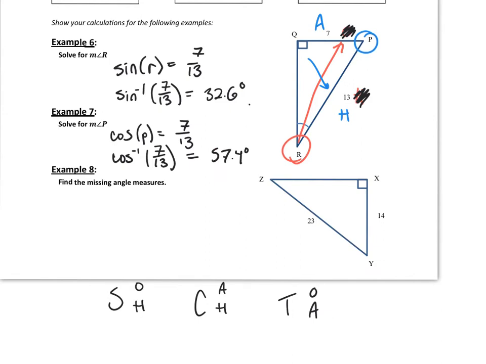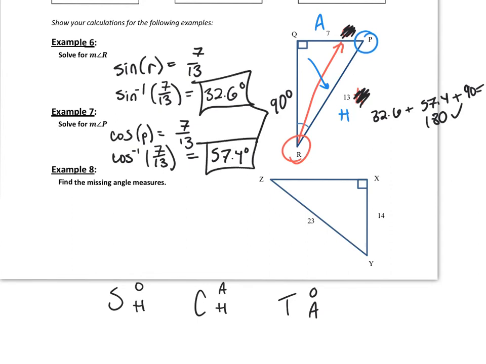Now, if I've done everything right, these two should add up to 90, which they do. That means that angle R, which is 32.6, plus angle P, which is 57.4, plus angle Q, which is 90, add up to 180 degrees. That's just a way to check your work and be sure that you got it right.